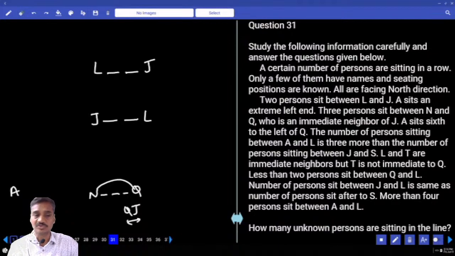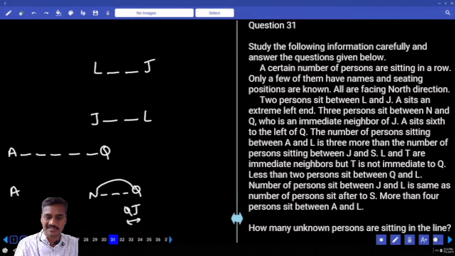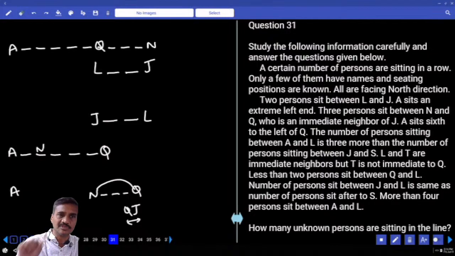And A is 6 to the left of Q. As A is 6 to the left of Q, if A is here, 1, 2, 3, 4, 5, A is 6 to the left of Q, isn't it? Because A is at the extreme left hand. As A is here, now between Q and N, how many people are there? Three people, isn't it? N can be here, this is one possibility, and in the next possibility 3, 4, 5, then here Q is here, and three people between Q and N. N can be like this, and there are two different possibilities we have, and Q and J are adjacent to each other.